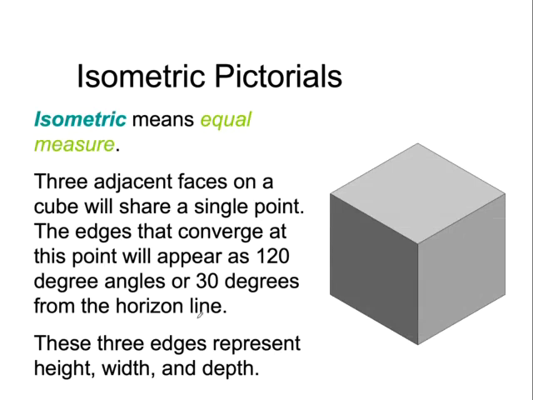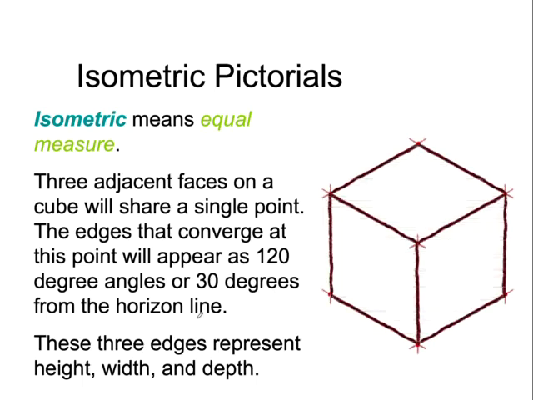Isometric means equal measure. So what we're trying to do is draw a three-dimensional object on a two-dimensional surface. To do that, we're going to be looking at the cube from a very particular angle, an angle where each of these angles ends up being 120 degrees. We're looking at the cube directly as if our eyes were right above this corner, and so you actually can see the top face, the front face, and the right face.